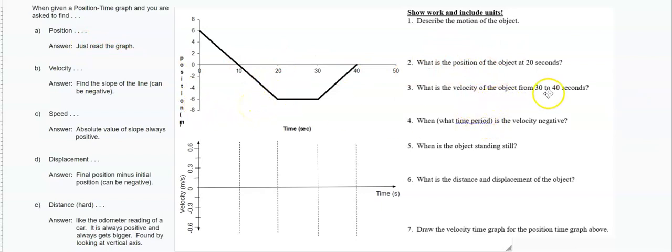What is the velocity of the object from 30 to 40 seconds? Well, remember, velocity is a slope, and it can be negative. So from 30 to 40 seconds, that slope that's going uphill is going to be positive. It rises 6 in a time of 10 seconds, so that's 0.6.